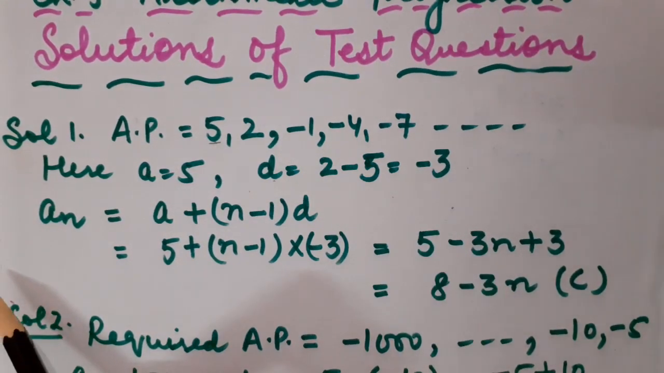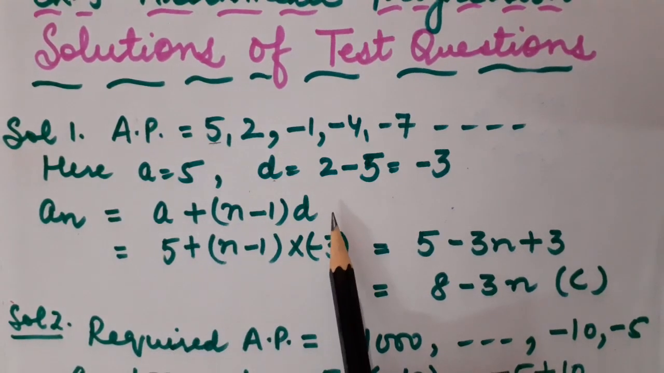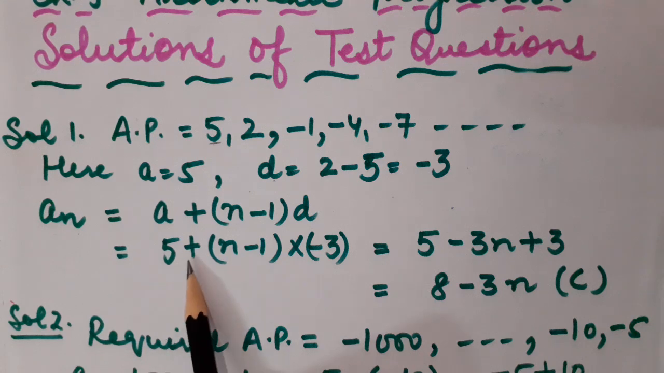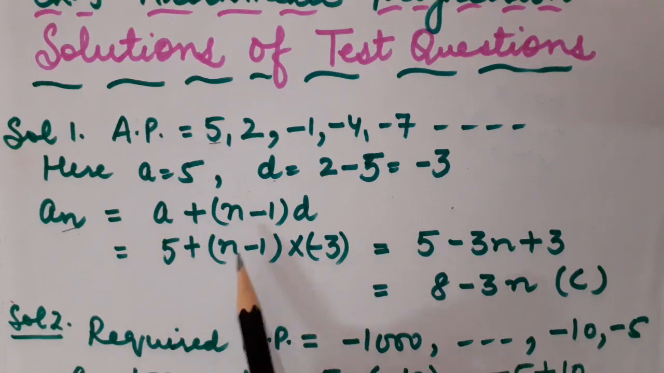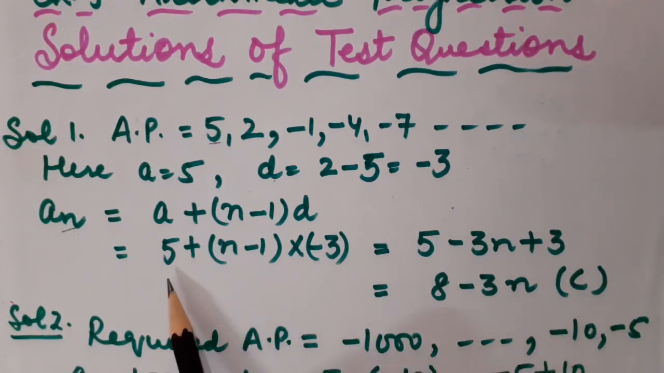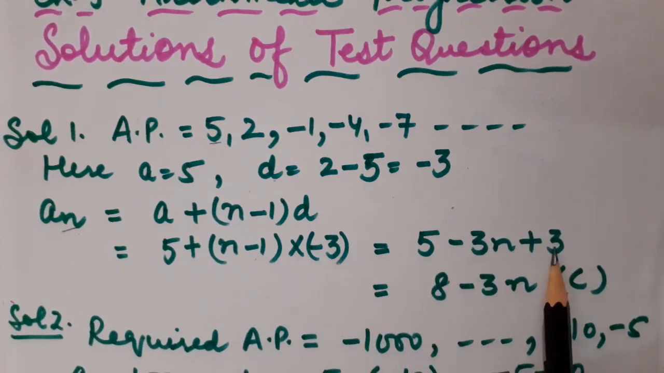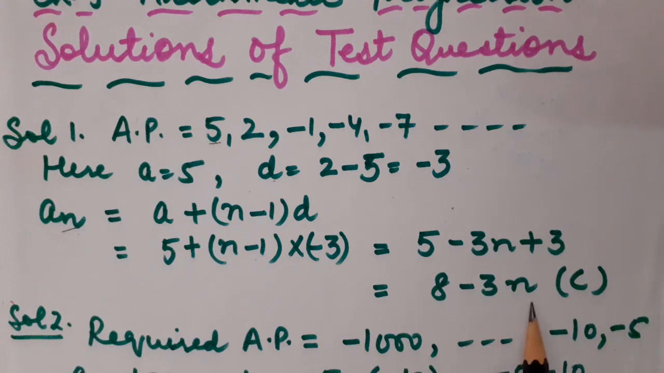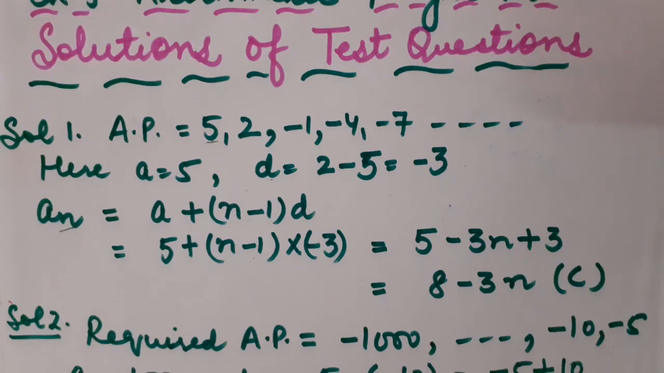Children, in this question we have to calculate the nth term. That is An is equal to A plus n minus 1 into D. What is A? 5 plus n minus 1, we do not know n because we have to calculate the nth term, so n will be considered as n only. It will be n minus 1 into the common difference, minus 3. So let us simplify it. It will be 5 minus 3n plus 3. So that would become 8 minus 3n. So which one is the right option? That is C is the right option.